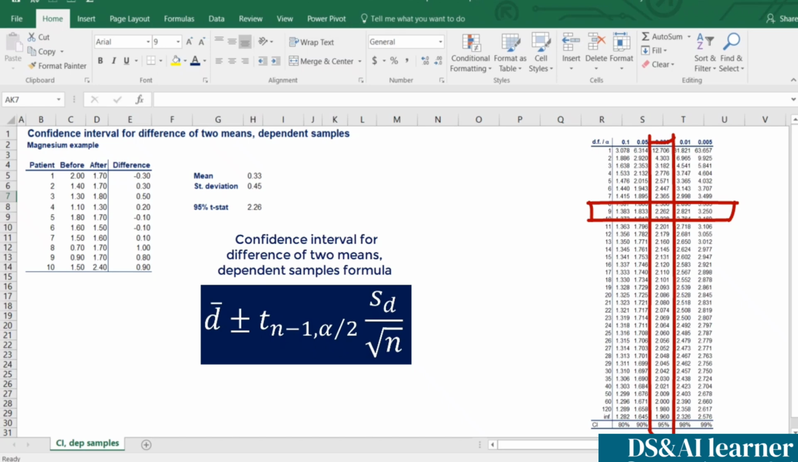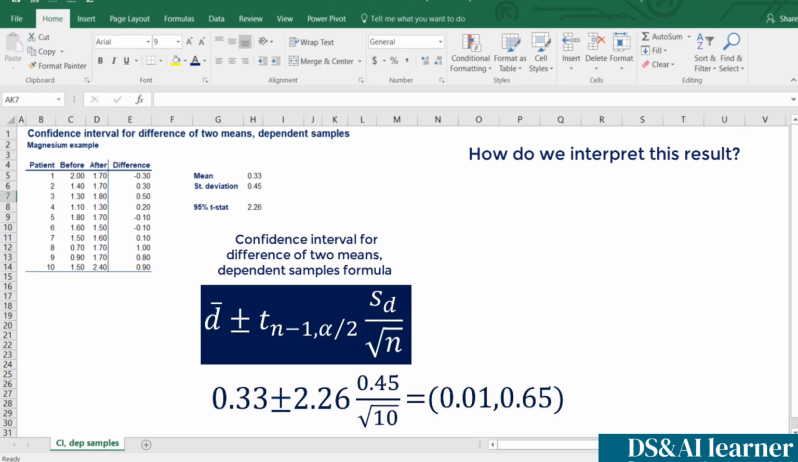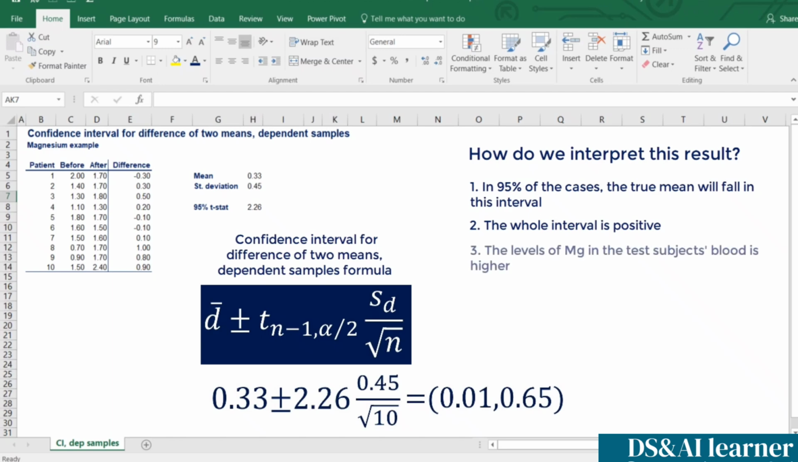Now we have everything we need, and we can calculate the confidence interval. It lies in the range between 0.01 and 0.65. How do we interpret this result? Well, in 95% of the cases, the true mean will fall in this interval. Moreover, the whole interval is positive. This shows that the true mean of the difference is definitely positive. Therefore, with 95% certainty, we can say that the levels of magnesium in the test subject's blood is higher.